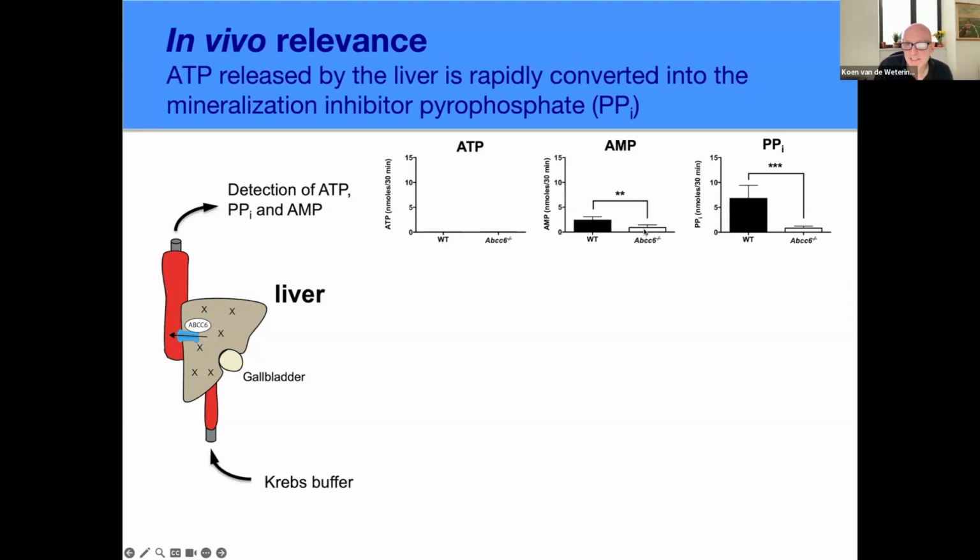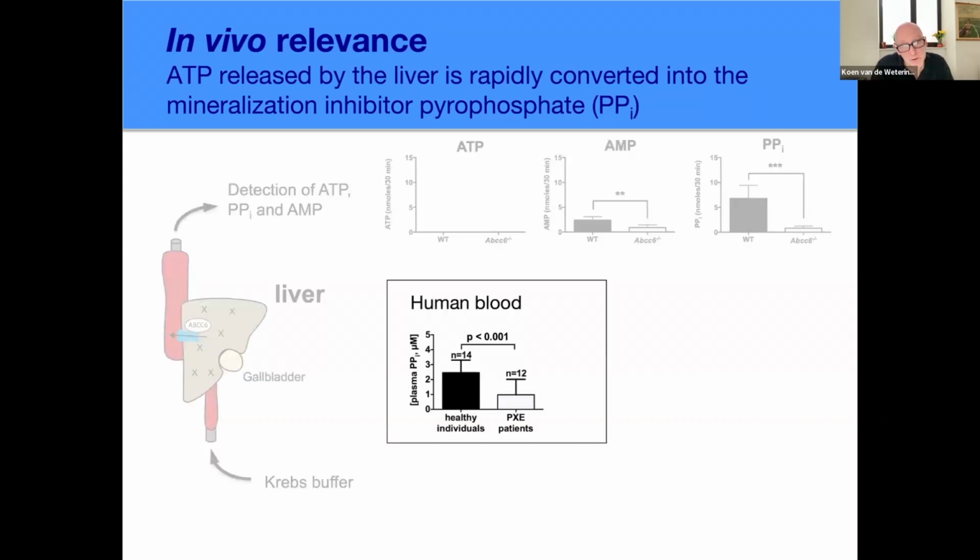So ABCC6 minus mice, so the PXE mice, have reduced levels of pyrophosphate going out of their liver. So they produce less pyrophosphate in the blood circulation. And in real human PXEers, this results in lower levels of pyrophosphate in the blood compared to people that are not affected by PXE. So this is approximately 30% of the levels found in people that are not affected by PXE.